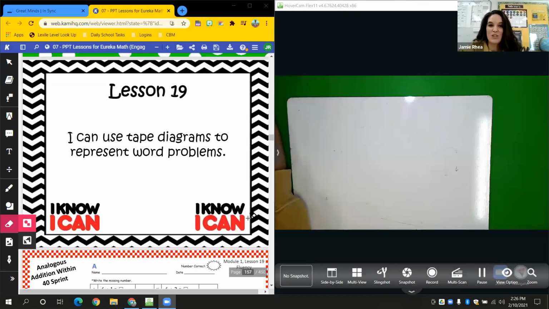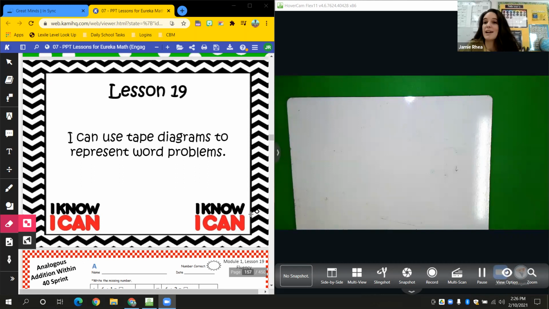Now, guys, today we aren't looking at our friend's work to see how it's different. Today we're actually going to do something new, okay? And let's see what we're going to work on. I can use tape diagrams to represent word problems. Now, guys, we've never talked about a tape diagram before. So today, Miss Kaylin is going to help us understand what a tape diagram is and how to use it.